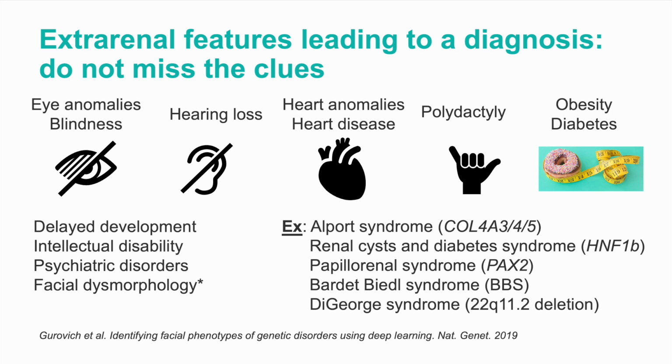Polydactyly, having an extra sixth finger, is something that usually the sixth finger is removed shortly after birth, and people are not walking around with their sixth finger. So it's something to ask about. Had anyone ever got surgery to remove an extra finger? That could be a clue for a ciliopathy or Bardet-Biedl syndrome, for example. Obesity is associated with, again, Bardet-Biedl and other syndromes.